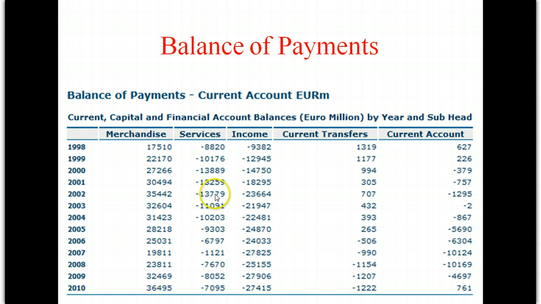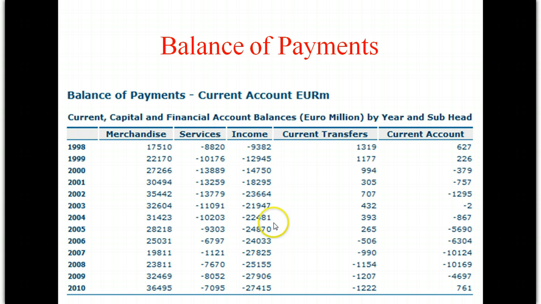On the services side, we run a slight balance of services deficit, so we import more services than we export. This is largely to be expected because of the huge presence of multinationals in Ireland. They don't engage in the R&D in Ireland, so they import the patents and pay royalties and then export the goods. So the import of the royalty appears on the services side as money flowing out, and the export of the good appears on the merchandise side as money flowing in.